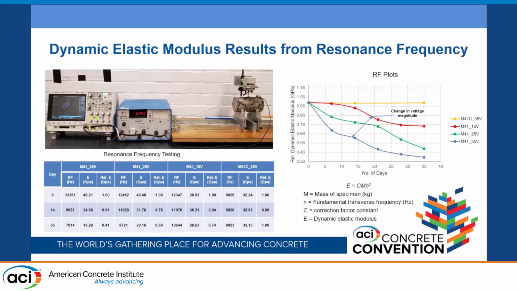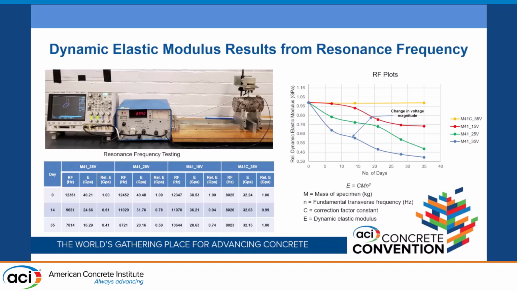Now, we also used a non-destructive testing method, resonance frequency. This is ASTM C215. We used the transverse mode for this testing to know what's going on over time in our samples. So we tested every 7 days, but for this table, I only brought results for days 0, 14, and also 35. We also got the dynamic elastic modulus using this equation, which is from ASTM C215, the standard for resonance frequency testing.